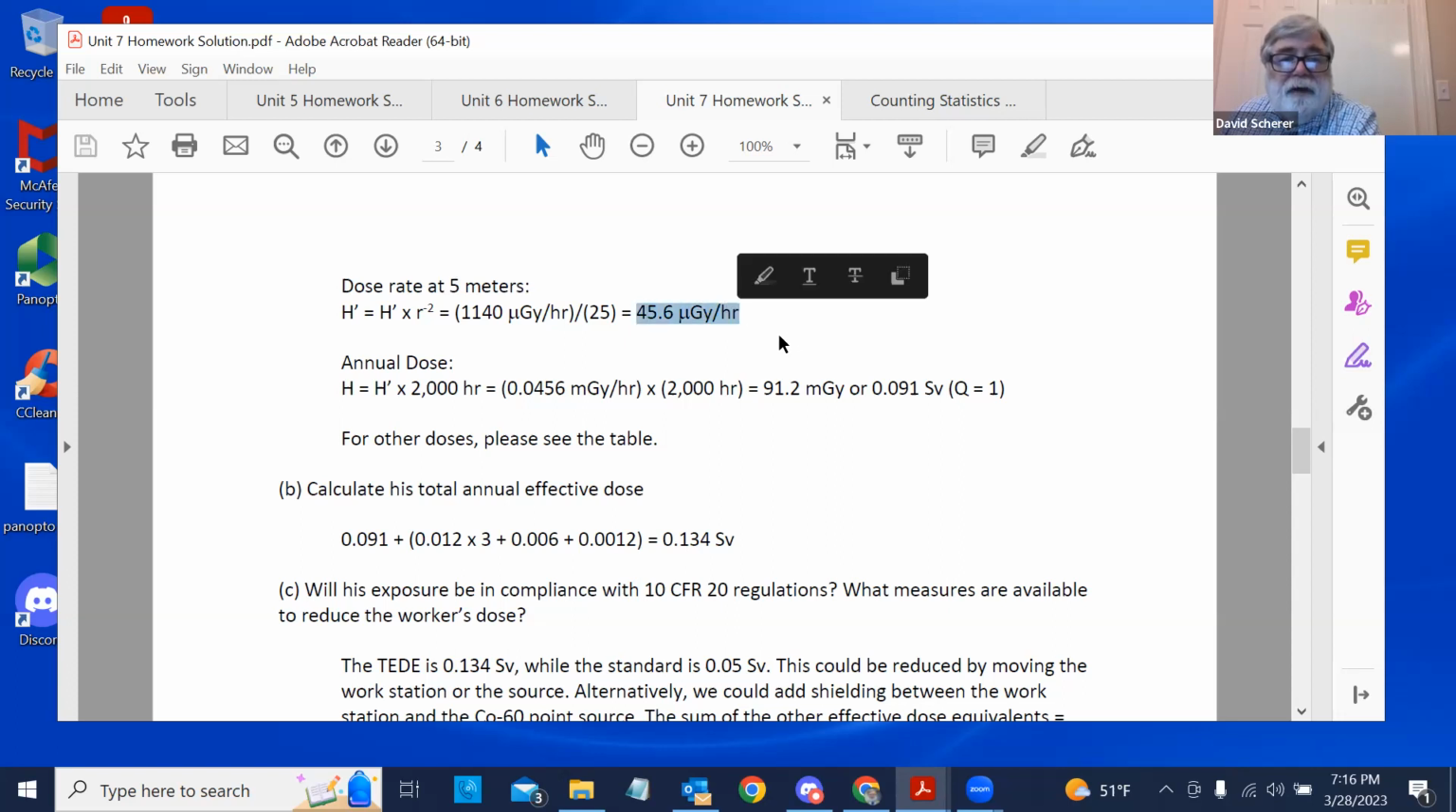46 micrograys per hour. Now the person works full time. So I take my dose rate and he works 2,000 hours. And that multiplies out to 91.2 milligray, or millisieverts, because the quality factor is 1 for photons.